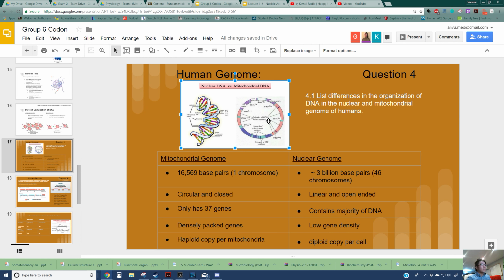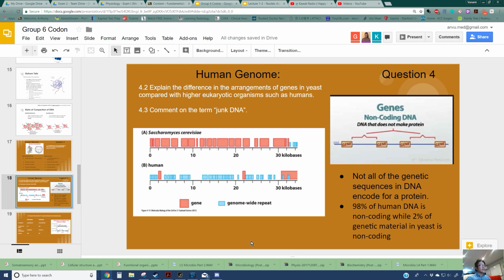there's 13 polypeptides. Now, the nuclear genome has low gene density in that it only has 1 gene for every 40,000 base pairs. But in the mitochondrial DNA, it's densely packed in regards to genes because for each gene, there's 450 base pairs. Another piece of information that's not noted here is that mitochondrial DNA does not have introns. Nuclear DNA has introns.